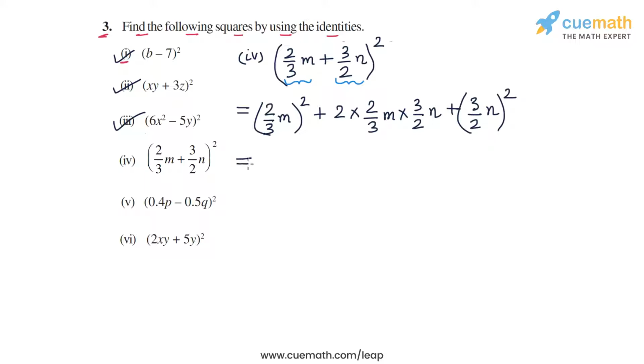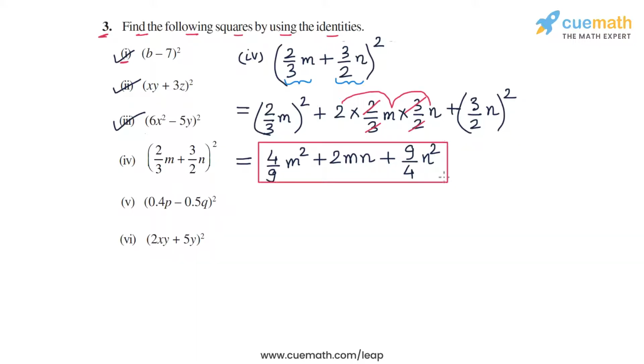Alright, now 2 by 3m whole square will be 4 by 9m square. Then we have 2 into 2 by 3m into 3 by 2n. So this 2 and this 2 cancel out. This 3 and this 3 cancel out. So we are left with 2 into m into n. Okay, so the second term we get is 2mn. And then the last term, 3 by 2n whole square, can be written as 9 by 4n square. So this expression, 4 by 9m square plus 2mn plus 9 by 4n square, this is the answer for part 4.